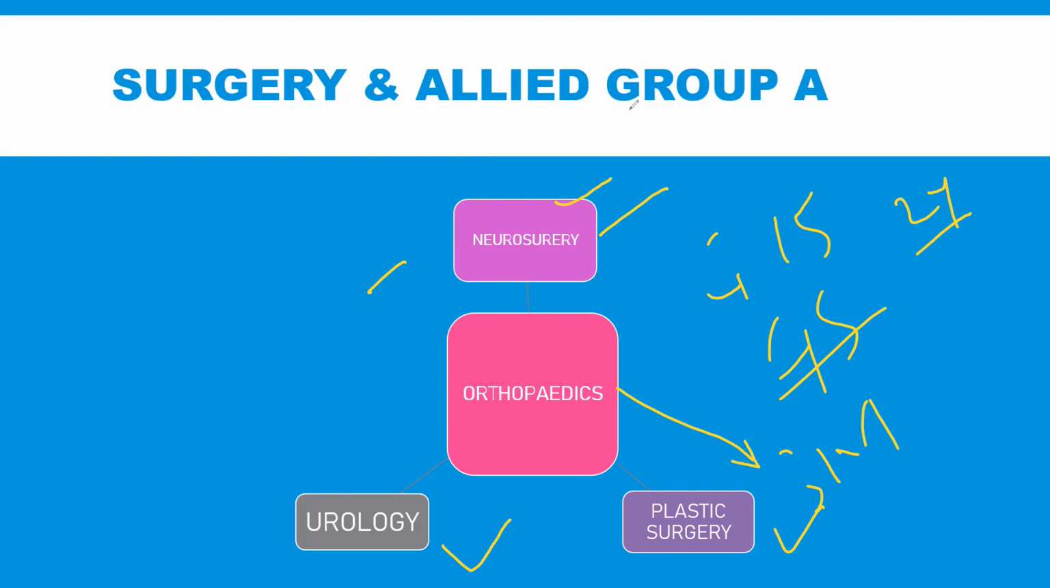But in between, in case you didn't like neurosurgery during your rotation and you want to go for orthopedic surgery, you can switch. You can go for plastic surgery, you can go for urology, any one of your group specialties. So this is basically how it works. And then you have group B.